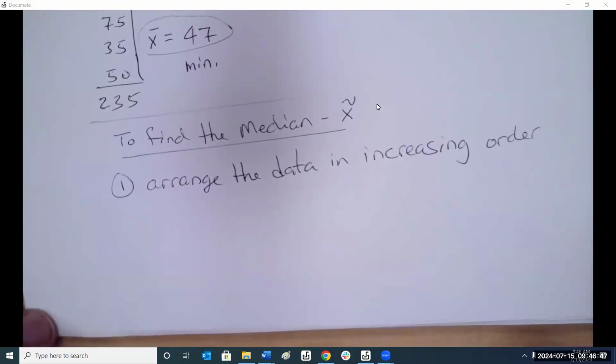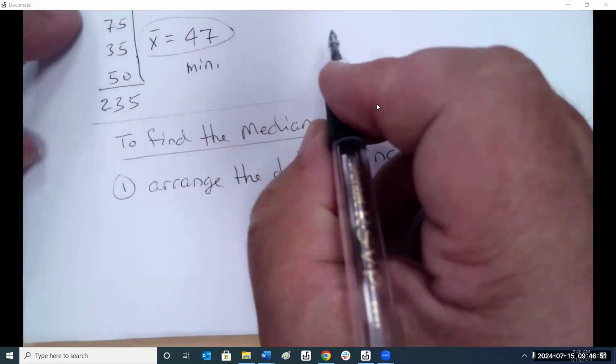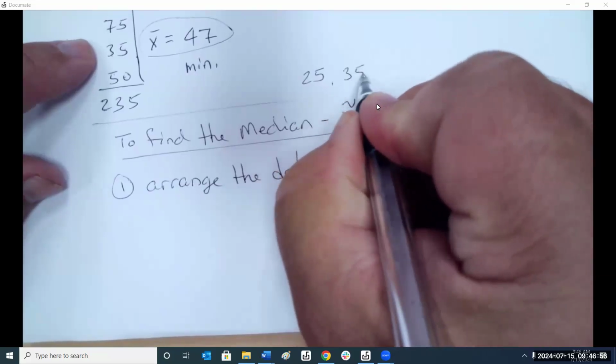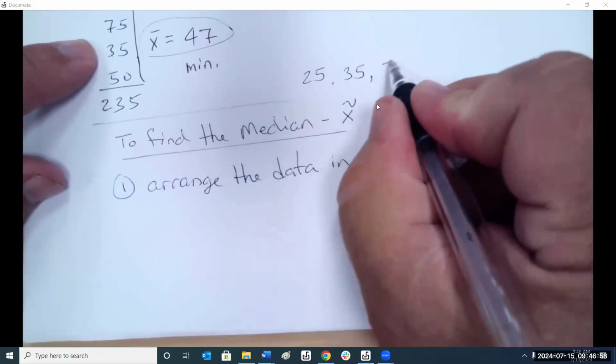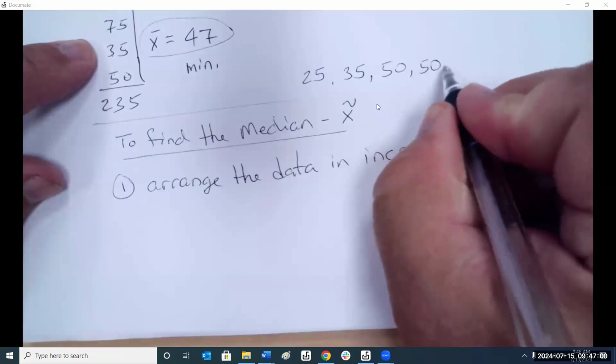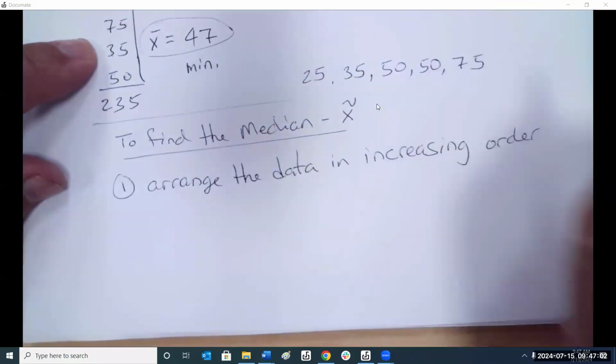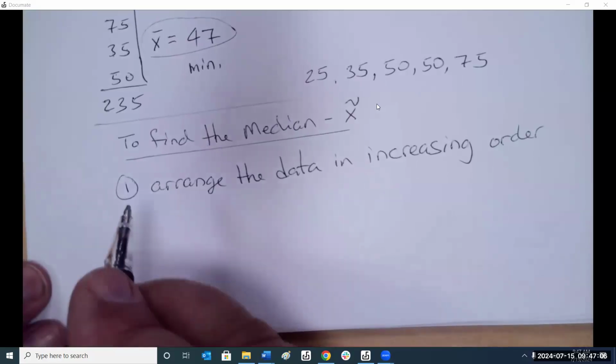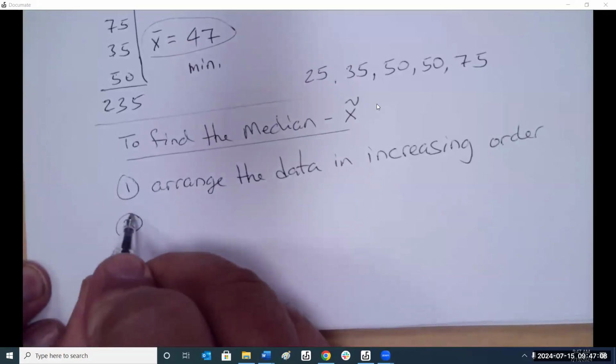So first step, arrange your data in increasing order. So our data is going to be 25, 35, 50, 50, 75. All right, second step.